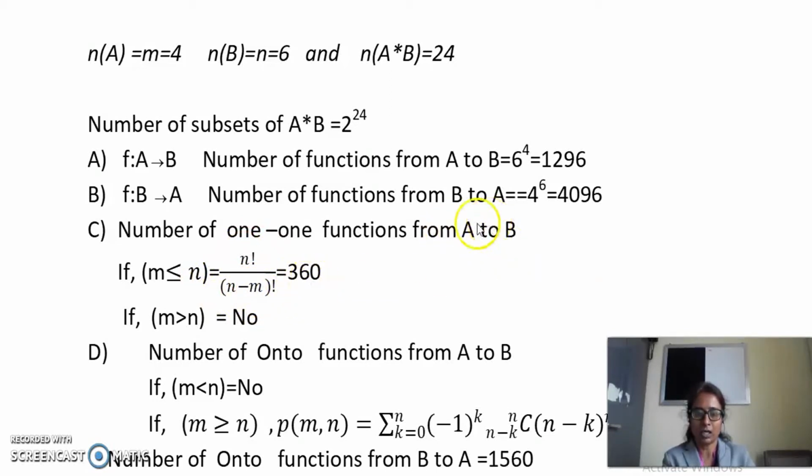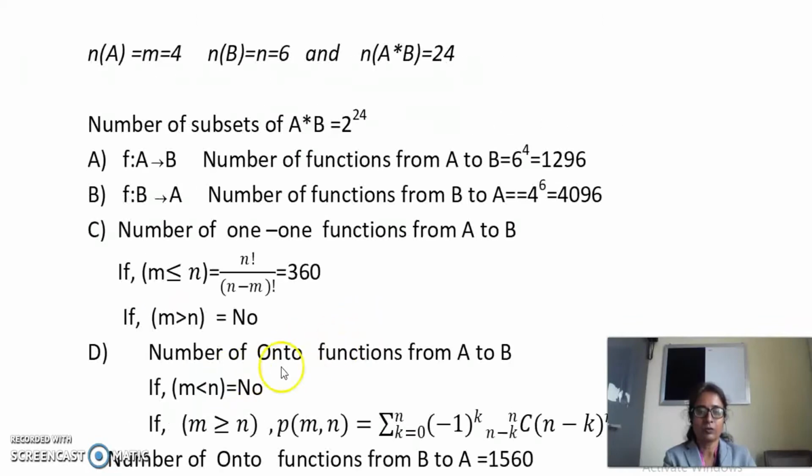What is the example given to us? In A we have 4 elements and in B 6 elements, hence the condition 4 less than or equal to 6 is satisfied. Substituting the values of n and m, we get the answer as 360. In case m is greater than n, that is, the domain has more elements than the codomain, we cannot define a one-one function, because every element in the domain must have a different image in the codomain. If I have 6 elements in the domain and 3 elements in the codomain, we can clearly observe that 3 elements are left without images. Hence, it will not be a one-one function.